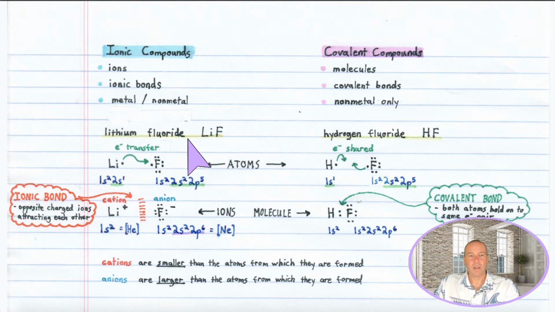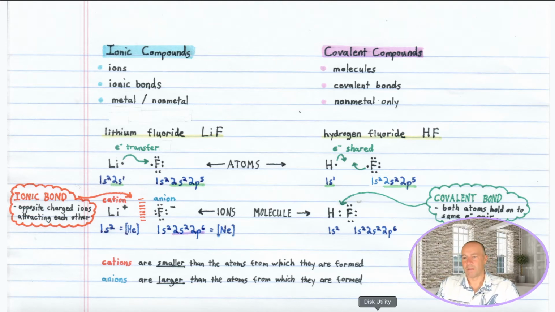So you see, ionic compounds are made of ions. And when you have opposite charged ions, opposite charges attract each other, of course, and that's what an ionic bond is. It's opposite charged ions attracting each other, and so that's what this represents. There's a physical attraction between them, and that's what holds lithium ions and fluoride ions together. So covalent compounds are made of molecules. Ionic compounds are made of ions.